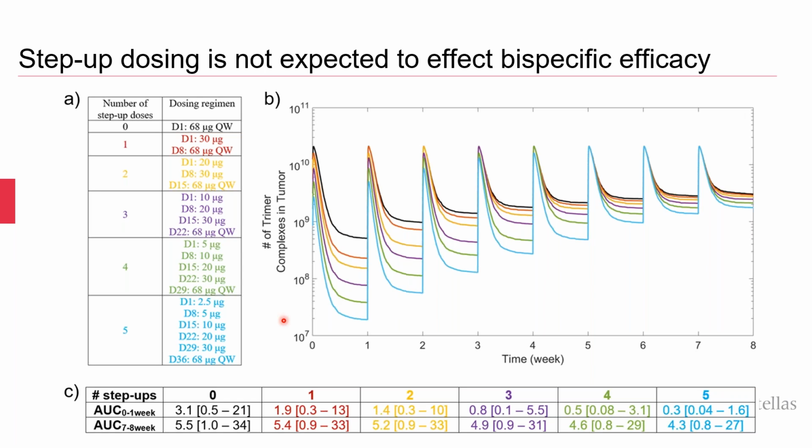What the simulation showed is that while we do expect a little bit of difference in the absolute number of trimers formed over time across step-up dosing, the actual amount is not that different between flat dosing and step-up dosing. It was less than a 20% difference in the amount of trimeric complexes formed over time. So this model gives some confidence that we can apply step-up dosing without it expecting to affect our efficacy.